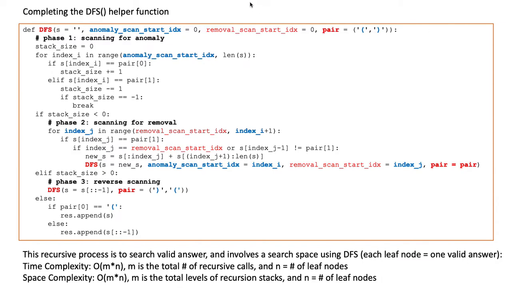Now we can also analyze this code for complexity, because its recursive process is to search valid answer and involves a search space using DFS, where each leaf node is one valid answer. It means for time complexity, it will be O(m times n), where m is the total number of recursive calls, and n is the number of leaf nodes. And for space complexity, it will be also O(m times n), where m is the total levels of recursion stacks, and n is the number of leaf nodes.